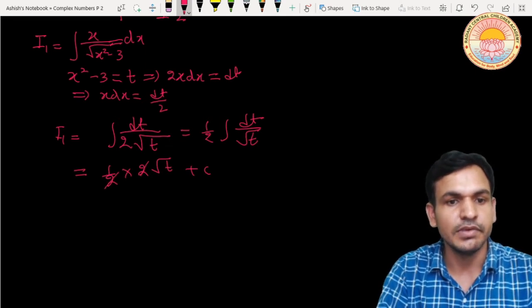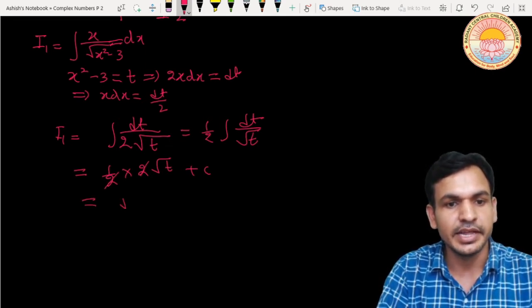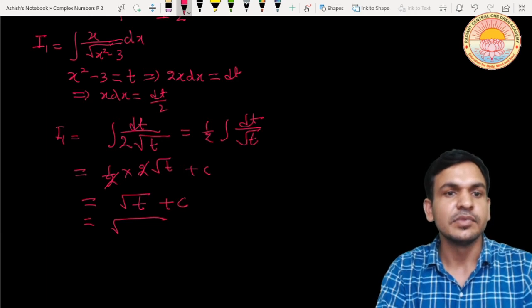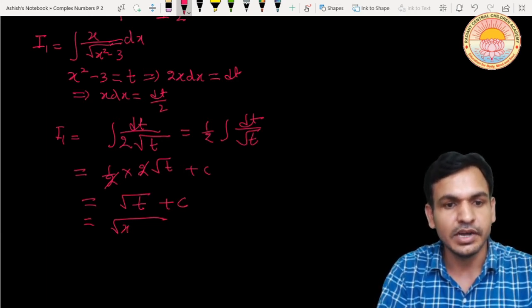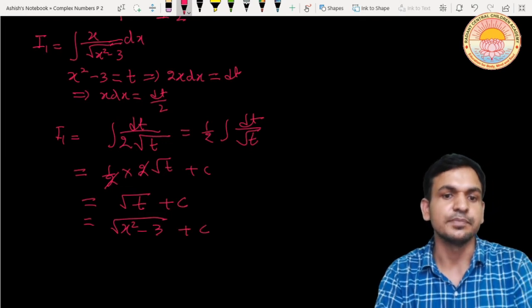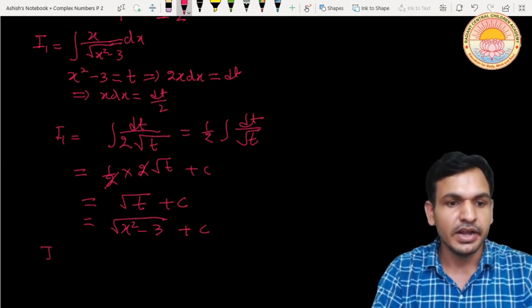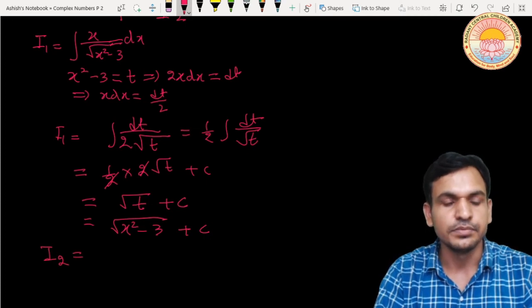So 2 and 2 will get cancelled, and we will get root t plus integration constant c, and here t is x square minus 3, so the final integral is square root of x square minus 3 plus some integration constant c. Now we will find the second integral I2.